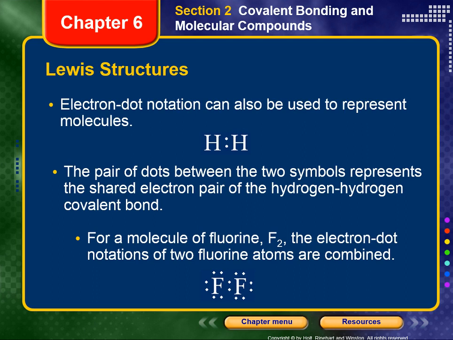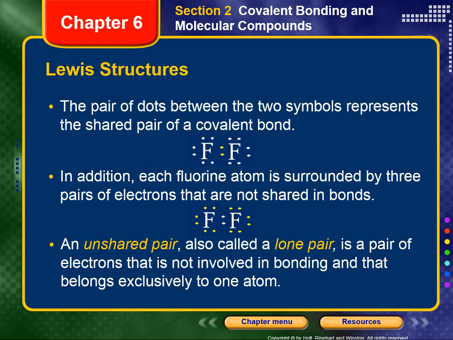Lewis structures. Electron dot notation can also be used to represent molecules. For example, a hydrogen molecule, H2, is represented by combining the notations of 2 individual hydrogen atoms. The pair of dots represents the shared electron pair of the hydrogen-hydrogen covalent bond. For a molecule of fluorine, F2, the electron dot notations of 2 fluorine atoms are combined. Here also, the pair of dots between the 2 symbols represents the shared pair of a covalent bond.